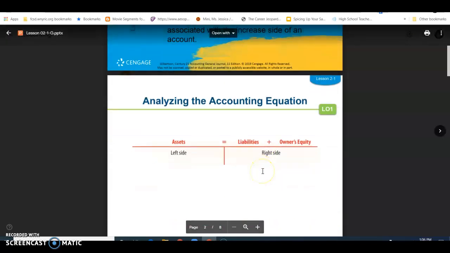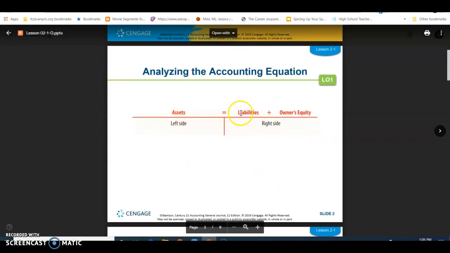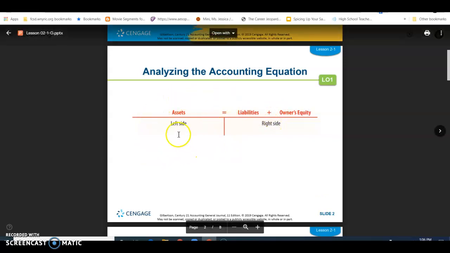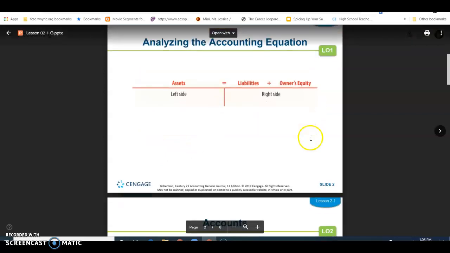A couple of these slides are really helpful in this. So here's our basic accounting equation we have learned from day one. We have assets equals liabilities plus owner's equity. The left side of this equal sign, or the wall, is our assets, and the right side is the liabilities and the owner's equity.